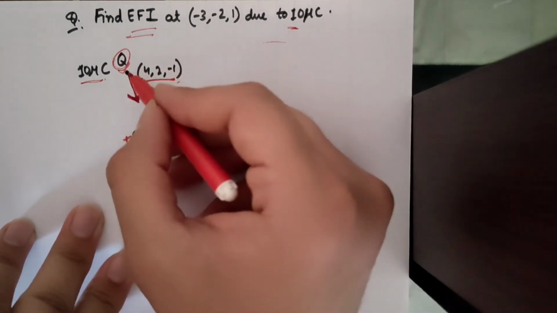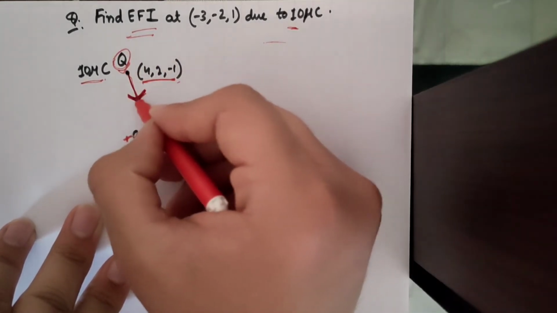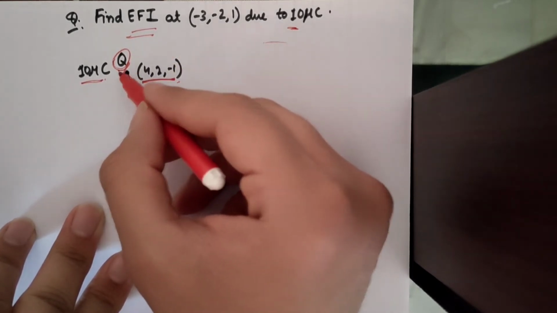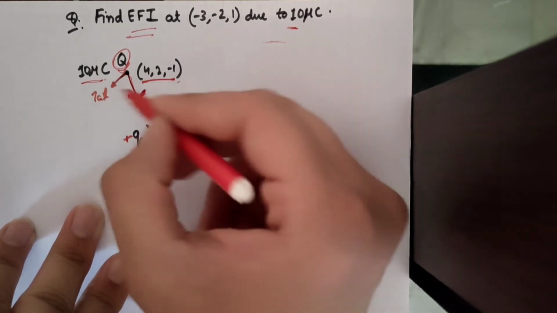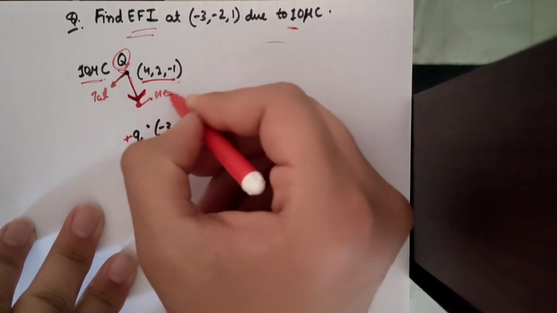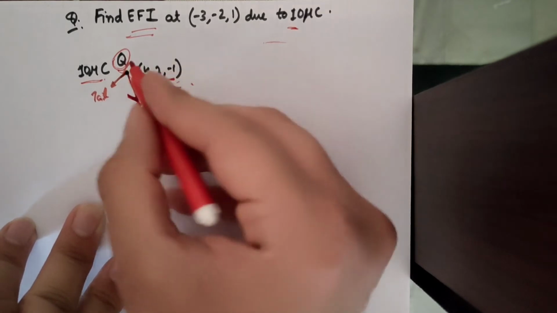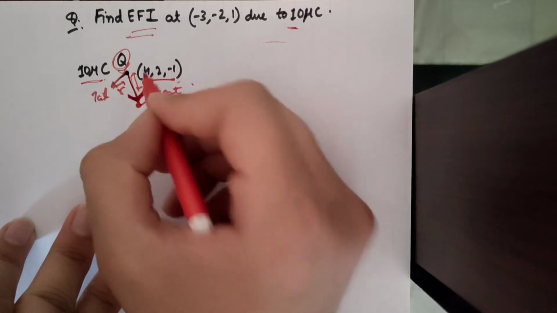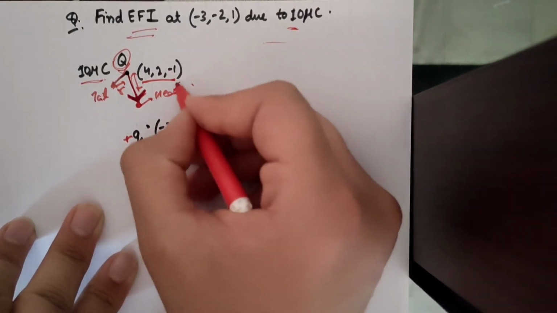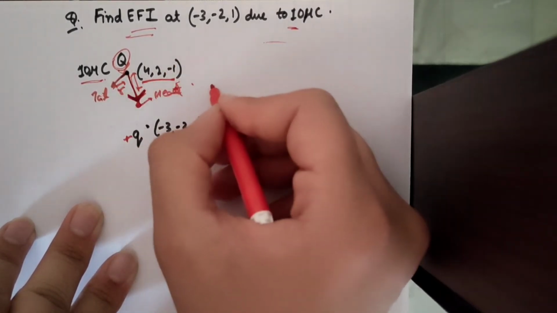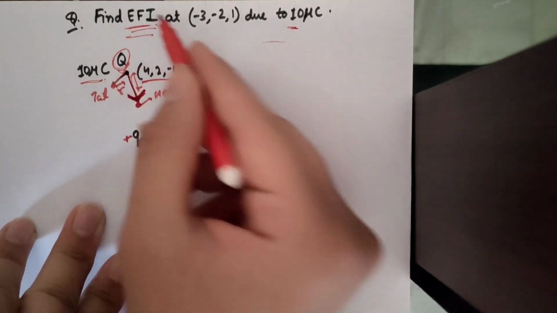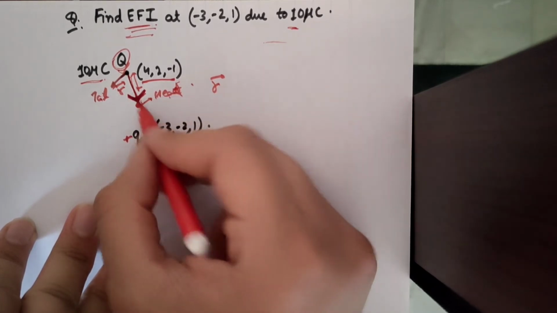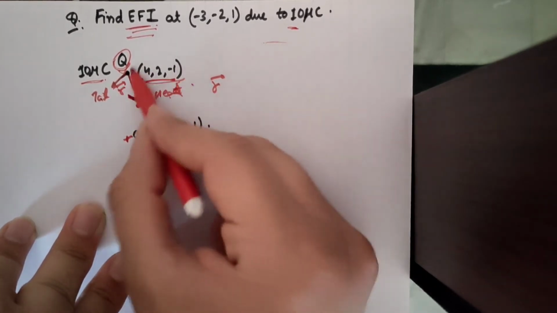As we draw this vector sign, this is the head of the vector and this is the tail. I hope you all know this. This is the tail and this is the head of the vector. So this is some position vector r. We need to find this r to calculate EFI. So how can we calculate this r? The head is pointing towards this point and the tail is pointing towards this particular point.